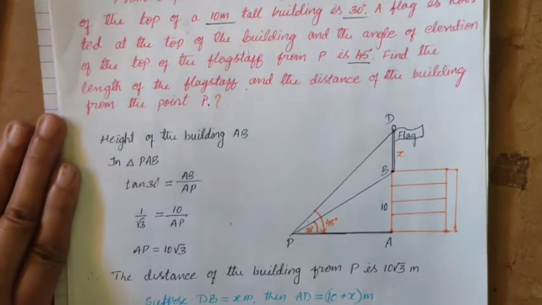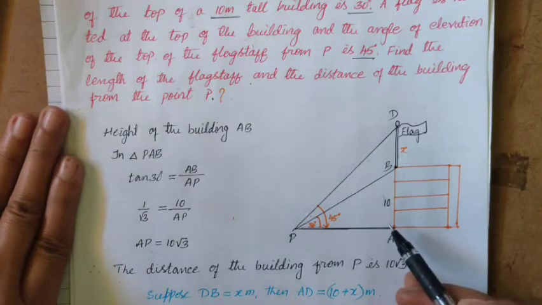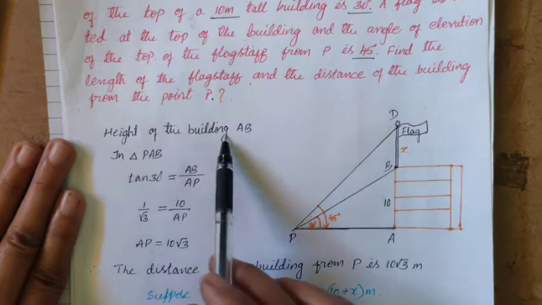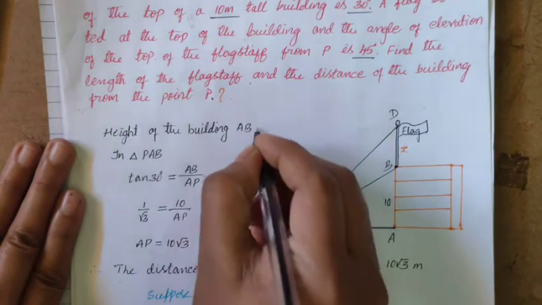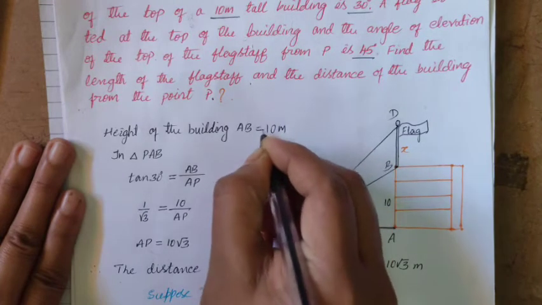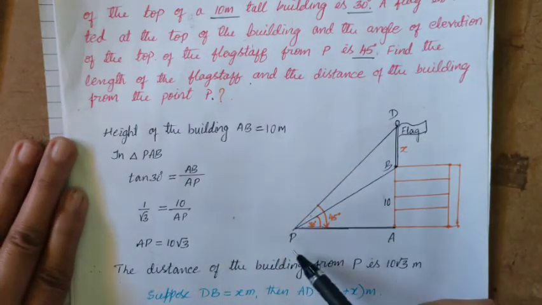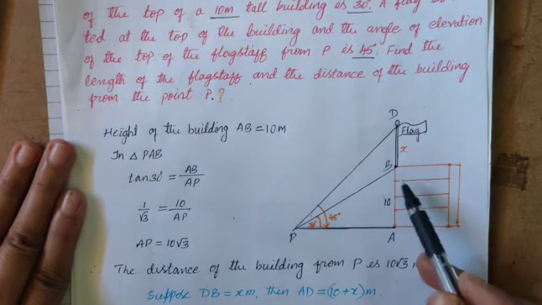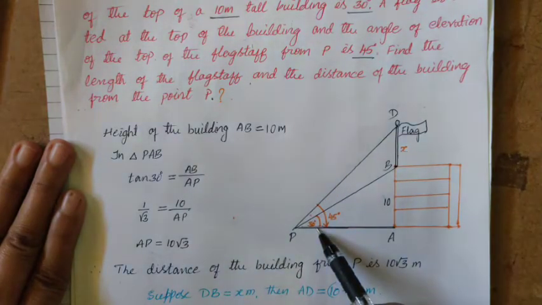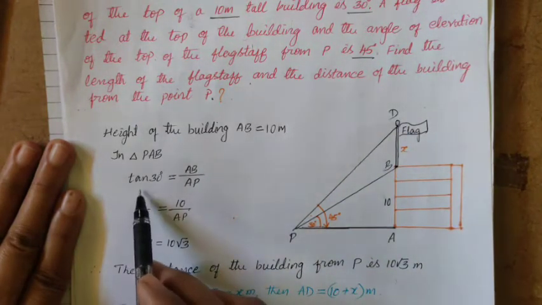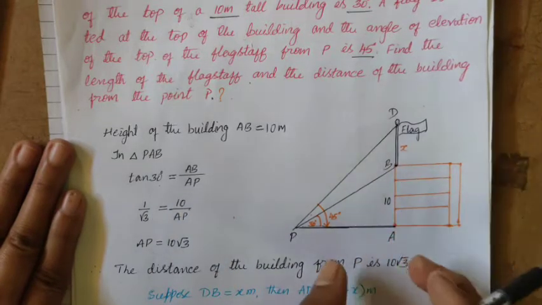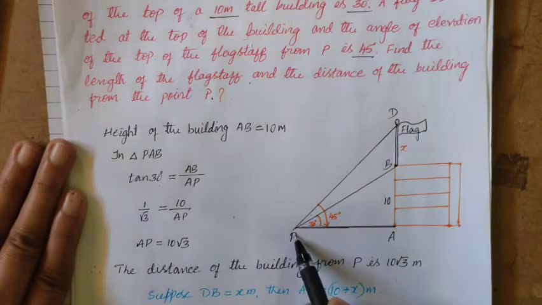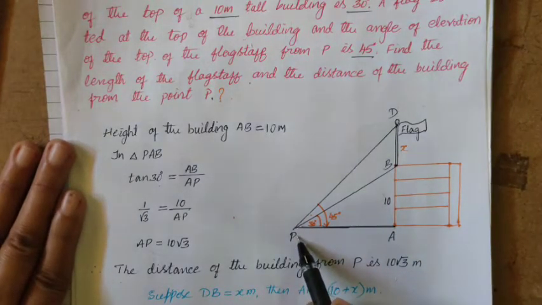Okay students, now I collect the data by using this figure. Here the height of the building is AB. So the height of the building AB is equal to 10 meters. And I select the first triangle, PAB. In triangle PAB, the elevation will be 30 degrees. So I select tan 30 degrees because the height is given. First I want to find the distance from this building to the point of the observer. So I select tan 30.